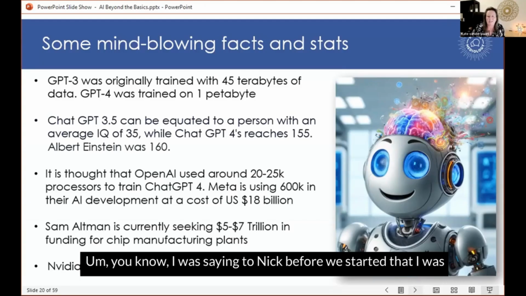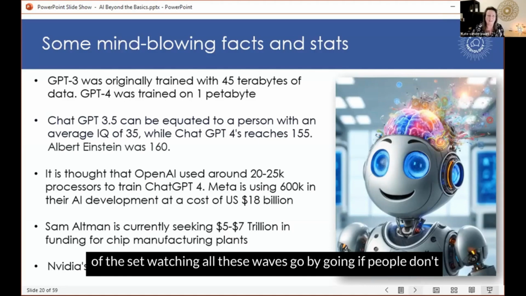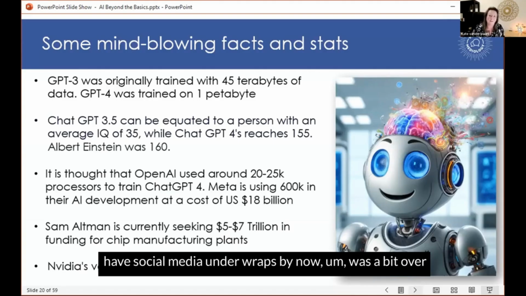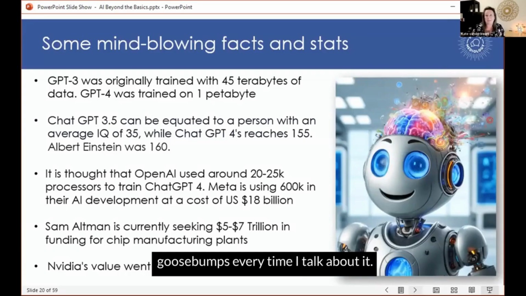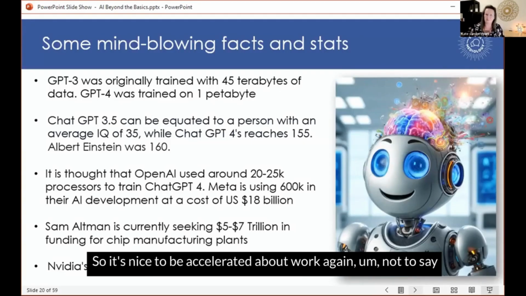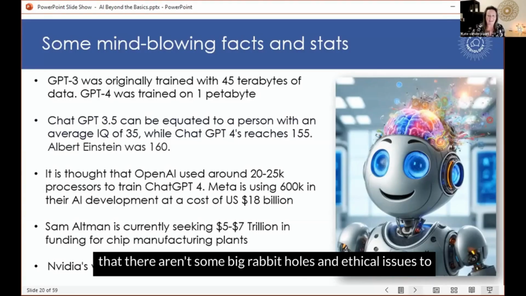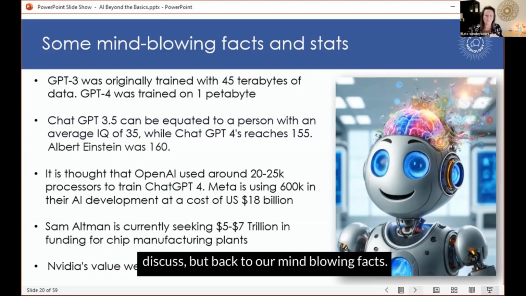You know, I was saying to Nick before we started that before AI, I was kind of sitting on a surfboard at the back of the set, watching all these waves go by, going, if people don't have social media under wraps by now, I was a bit over teaching the same stuff. And then AI kind of sprung onto the scene, and I was back at the front of the wave again, and I get goosebumps every time I talk about it. So it's nice to be exhilarated about work again. Not to say that there aren't some big rabbit holes and ethical issues to discuss, but back to our mind-blowing facts.